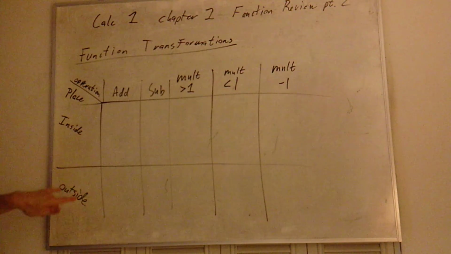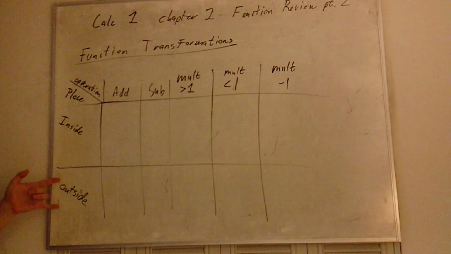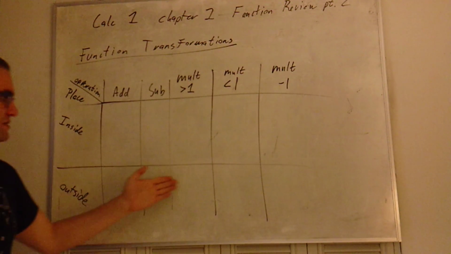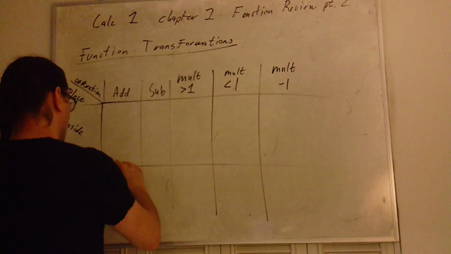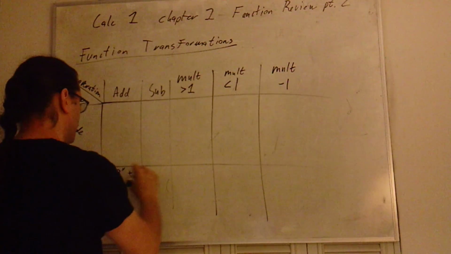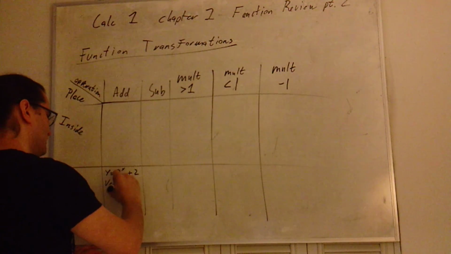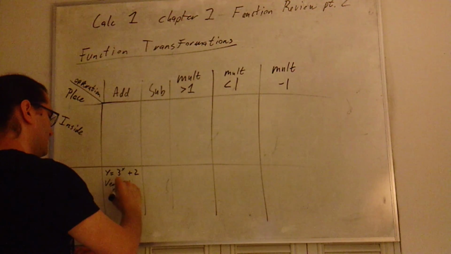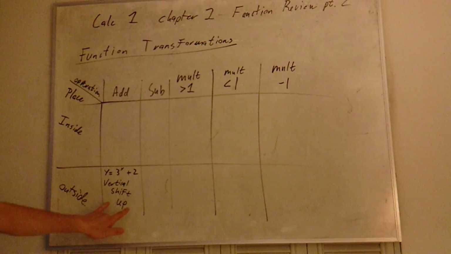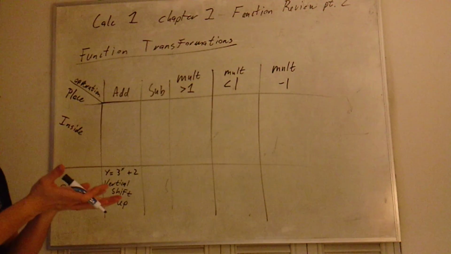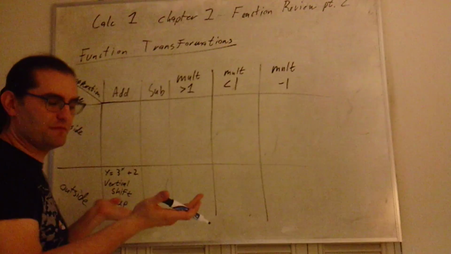So I'm going to start with the outside row because I think that's the easier row. When you do these operations outside of a function, for example, y equals 3 to the x plus 2, this creates a vertical shift up. So 3 to the x is our standard exponential function. Remember what that looks like from the video I made 5 minutes ago.